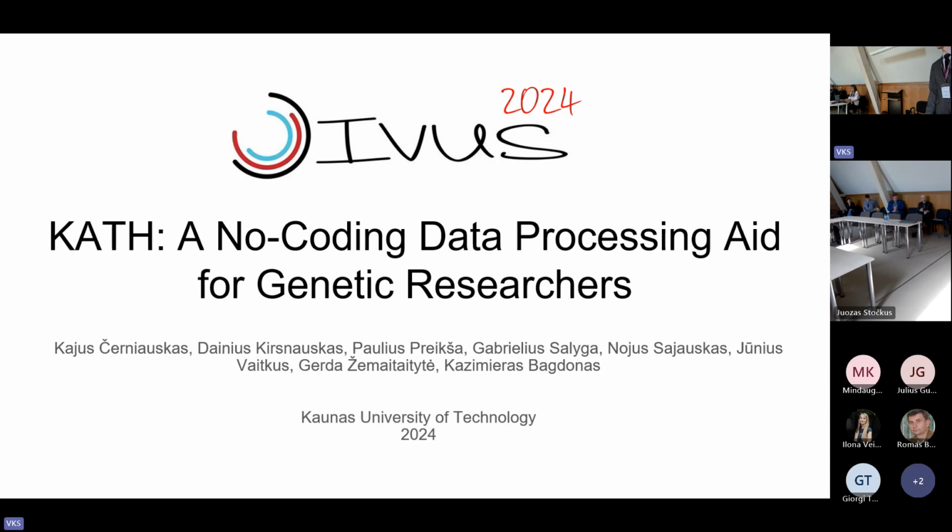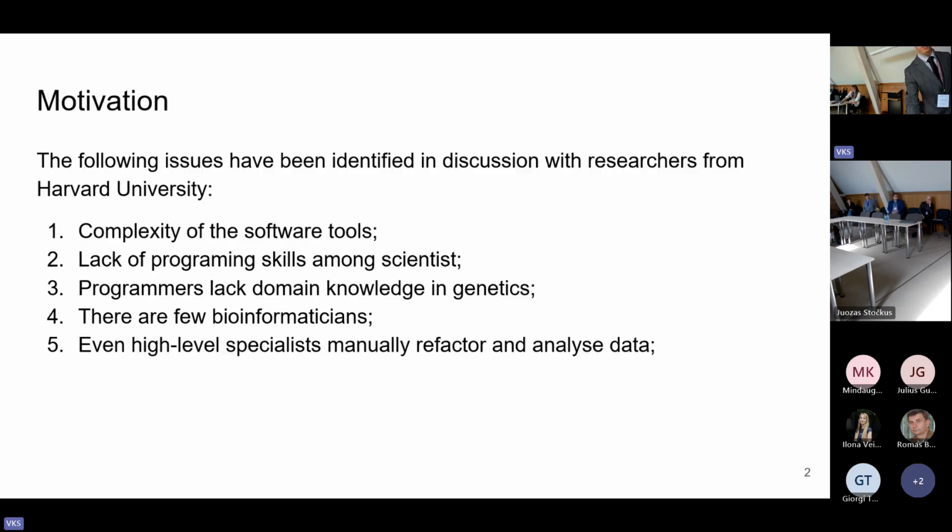Let me introduce KATH, a no-coding data processing aid for genetic researchers that was made by KTU students. We talked with scientists from Harvard to identify the current problems that they meet during research that delay results. They stated that current software tools are too complex to use, and they lack programming skills. And from the opposite side, programmers lack domain knowledge in biology and genetics to help researchers.